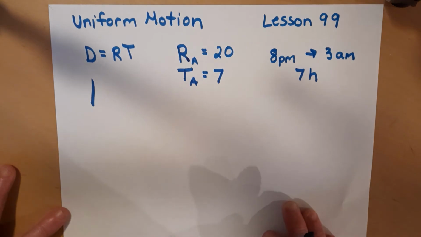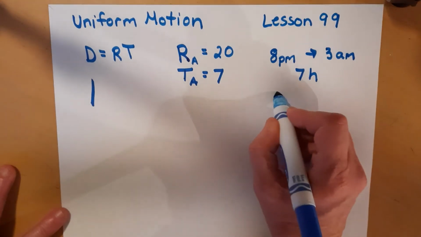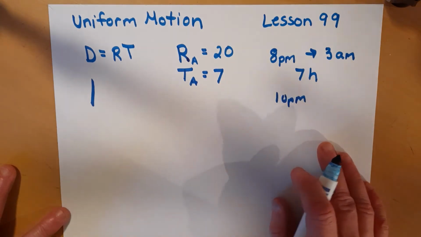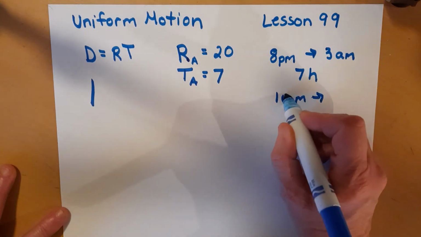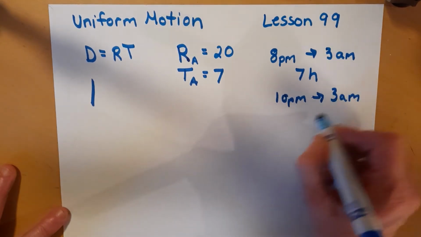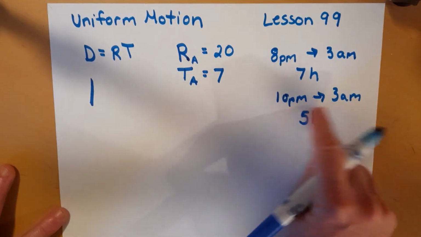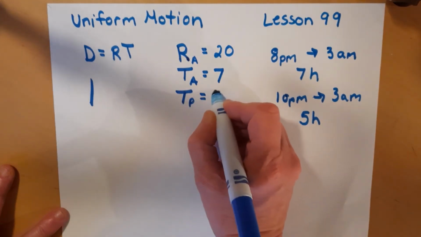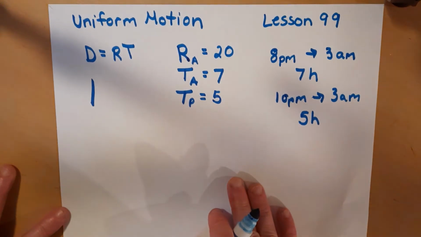It also tells us that Patroclus starts at 10 p.m. And again, since he's ahead by 3 a.m., that's the stopping time for both of them. But he traveled then for only 5 hours, 10 p.m. to 3 a.m. So we also know the time of Patroclus is 5 hours. We don't know his speed. That's another thing that we're trying to find out. And we do know something about their distance, which is what we're going to draw next.